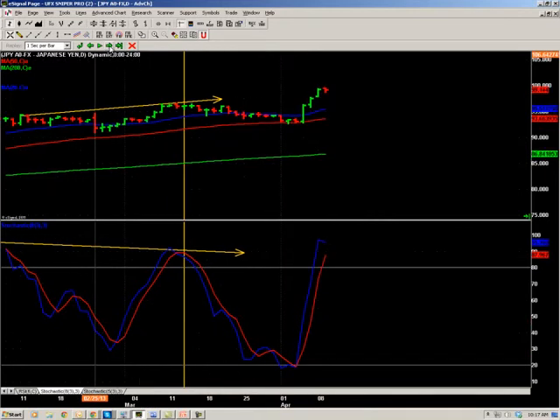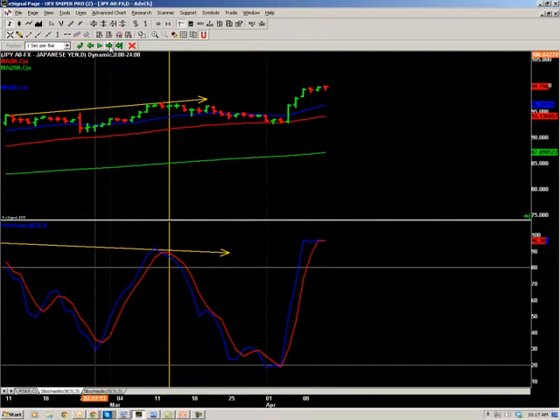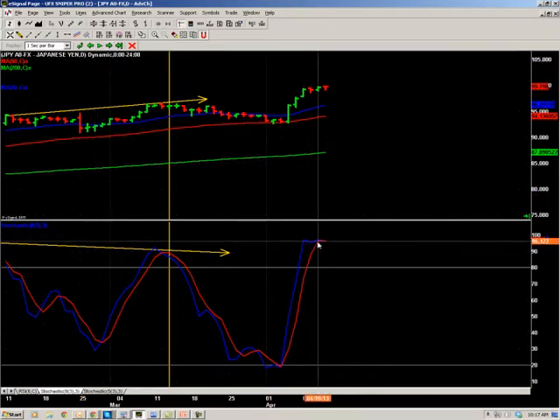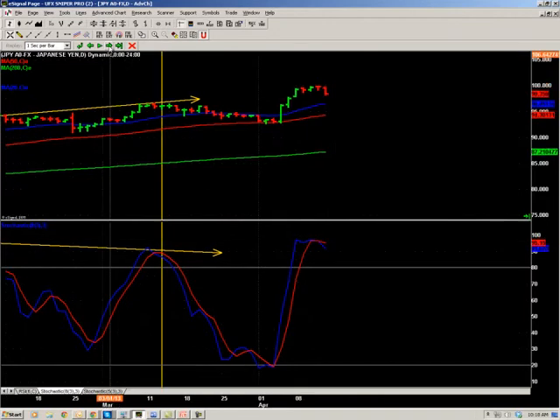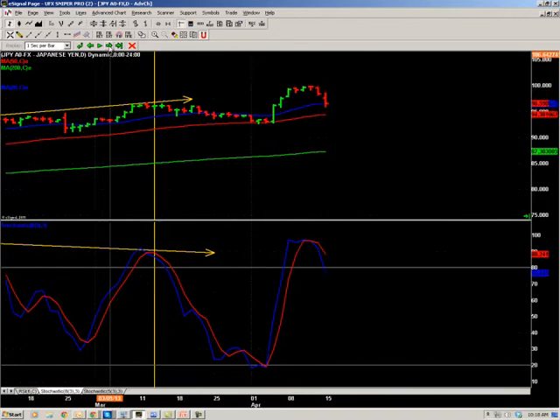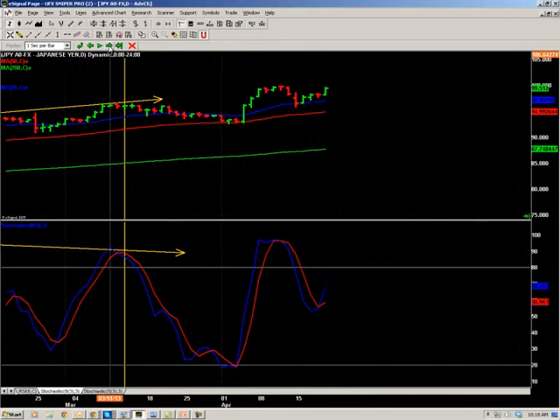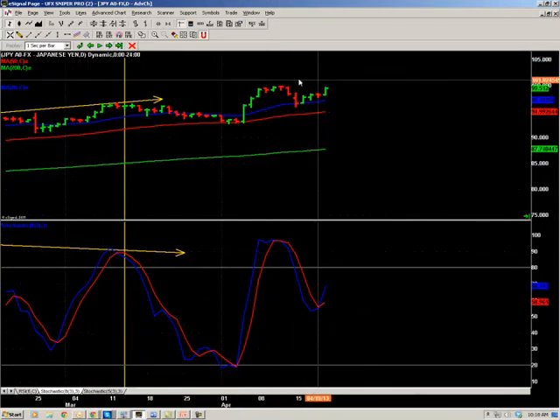One hooks, the other one goes flat. Price is running out of steam. The red one goes flat, and if it turns, then it's going to hook down, and then it does go down from there. Yeah, one hooks, the other one goes up. They both hook, goes up.